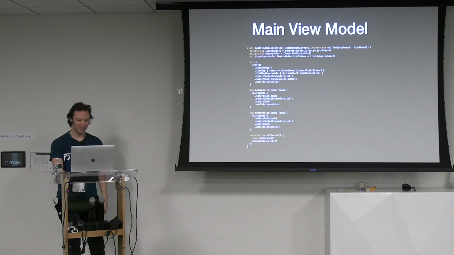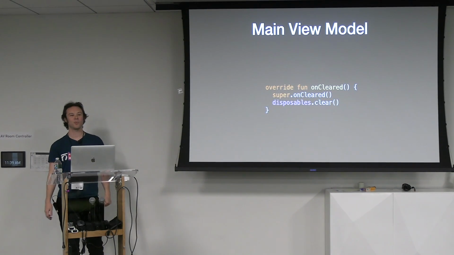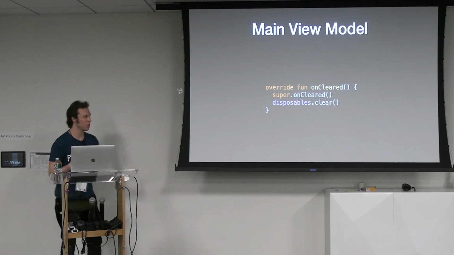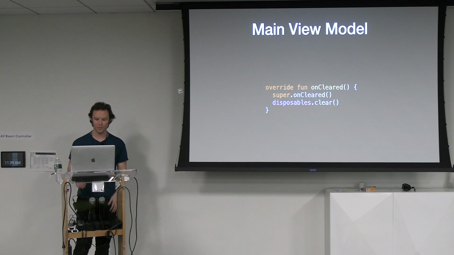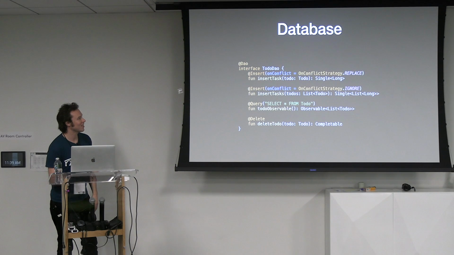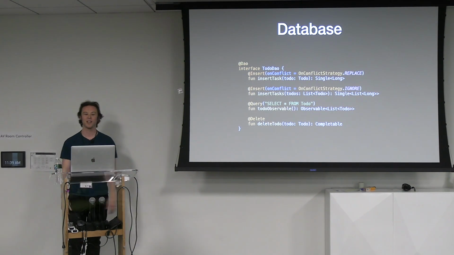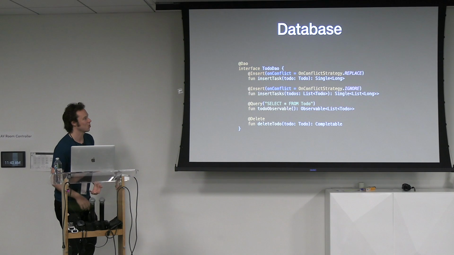And finally, we have this onCleared block. We're good Rx citizens, and when this ViewModel goes away, we want to make sure to clean up after ourselves. So we're disposing all of the stuff that we're getting from RxJava, all those jobs. Fun in a bun. So next up, we have our database. For those who aren't familiar with Room, it's a database library. Again, it doesn't really matter. I probably could have omitted all of the annotations here, but this is the interface into our database.